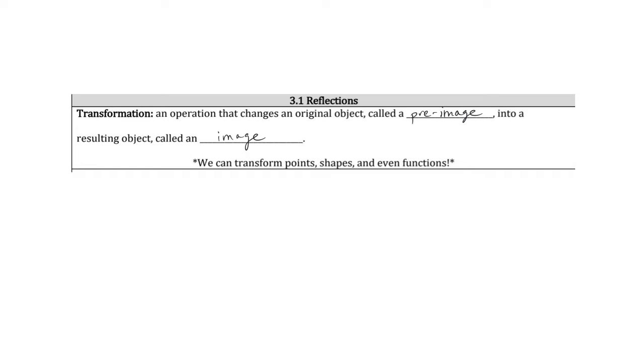You might see the image notated as A prime, so it looks almost like an A with an apostrophe, and then the preimage would just be A. So you would say A prime is the image of A, something like that. We can transform points, shapes, and even functions, which you'll transform in Algebra 2.